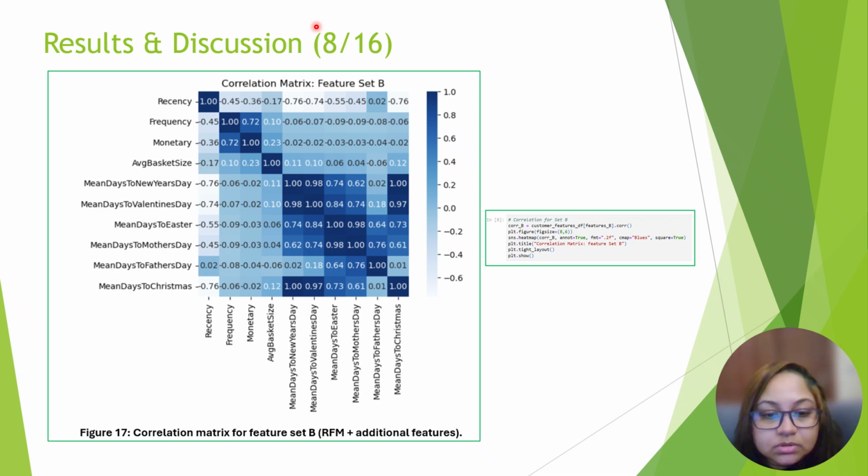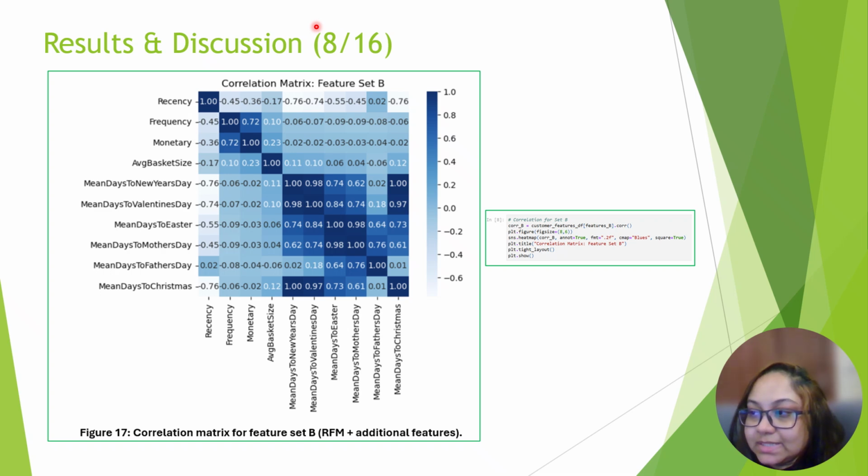Next, moving on to the correlation matrix of feature set B. So this was the feature set with RFM plus additional features. So for feature set B, the 6 event proximity features such as days to New Year's, Valentine's, etc., they are very highly intercorrelated. For instance, you can see 0.62 to 0.98. So this reflects that customers who shop near one holiday often shop near others.